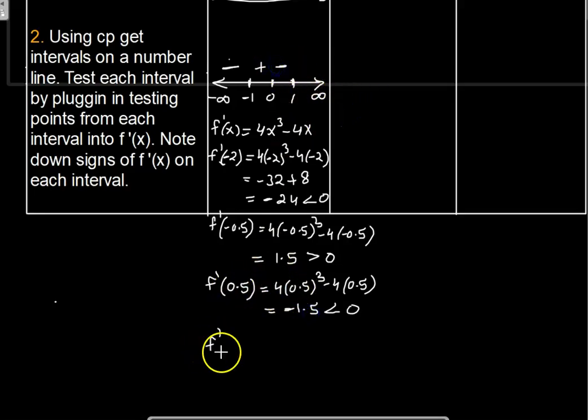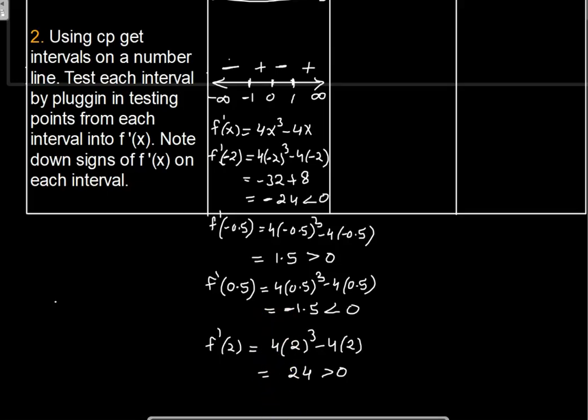So we get a negative sign on this interval. Then for the last interval, we can check 2. We get a positive value, so the derivative is positive on this interval. We know that the function would be decreasing when the derivative is negative, and increasing when the derivative is positive. We see that the derivative is negative from negative infinity to -1 and from 0 to 1. That means the function would be decreasing on these two intervals.